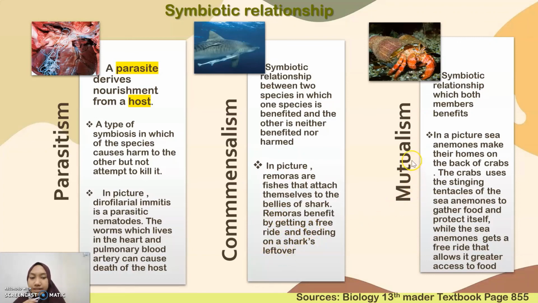Okay, the last one is mutualism. Mutualism is a symbiotic relationship in which both members get benefits. In the picture, we can see sea anemones making their homes on the backs of crabs. The crabs use the stinging tentacles of the sea anemones to gather food and protect themselves, while the sea anemones get a free ride that allows greater access to food.